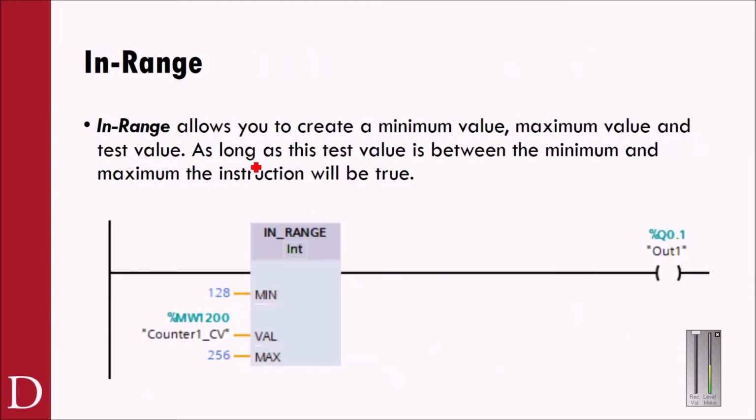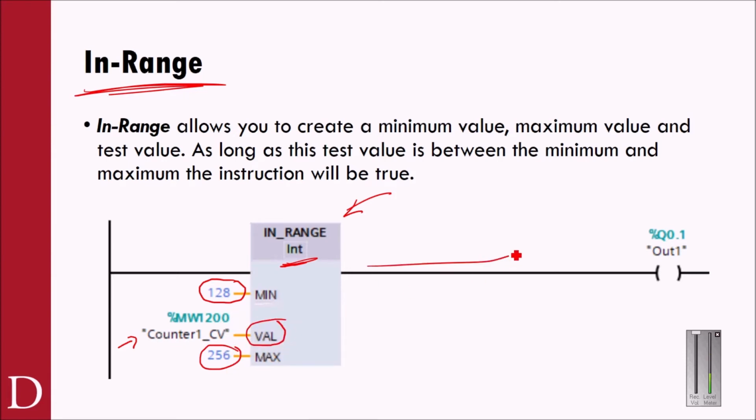The in-range. In-range is a pretty cool tool here. So the in-range box instruction that you can use, again, you'll select the data type that you want to use. So in this particular case, we call it an integer. We see that we've got a counter value that we stored its current value in MW1200. And what in-range does, it says select a minimum and select a maximum. And if your counter value in val is in between the minimum and maximum, turn on the output. Turn on this Q output, whatever it is. If it's outside of 128 to 156, then don't turn on the output.